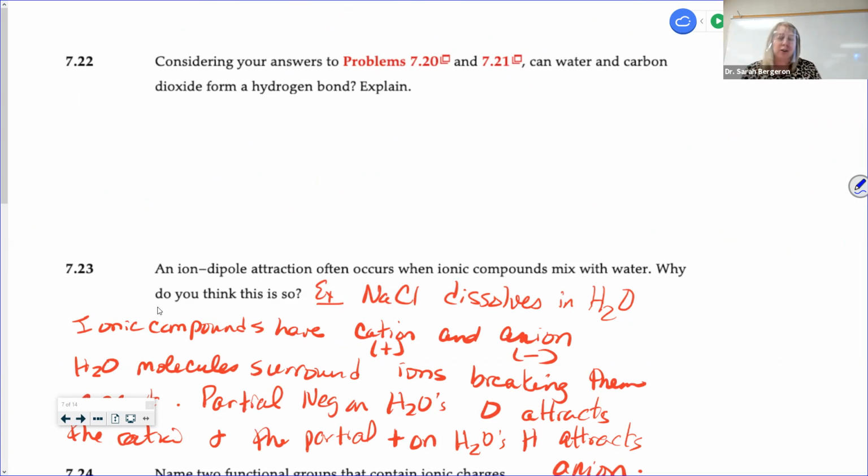Can water and carbon dioxide form a hydrogen bond? Explain. We know about water. Tell me about carbon dioxide. What is carbon dioxide? CO2. How do I draw CO2? Take a second and draw it.